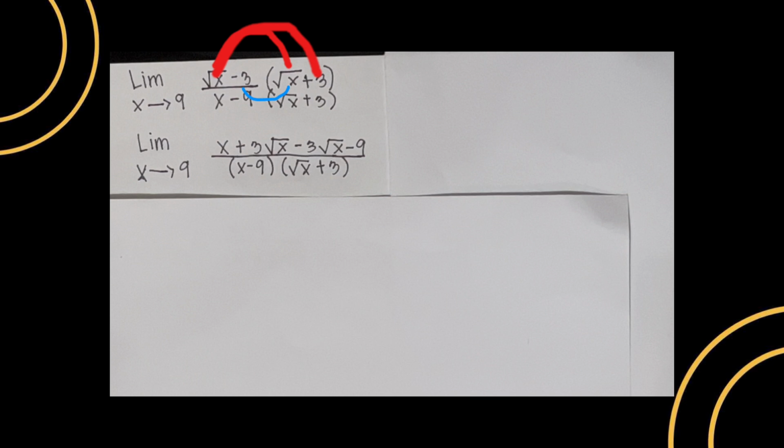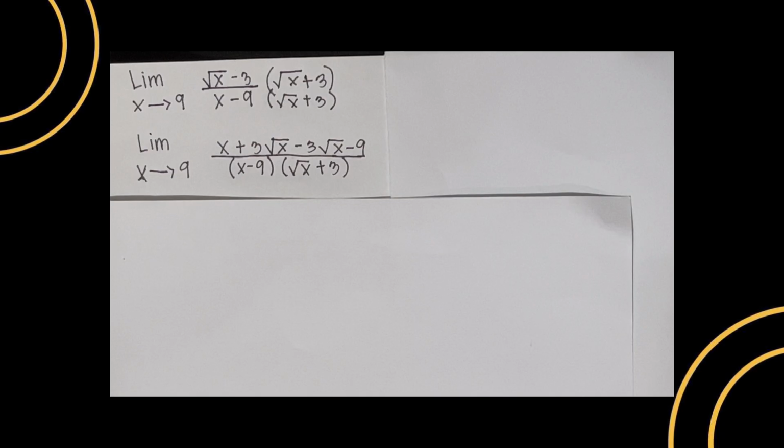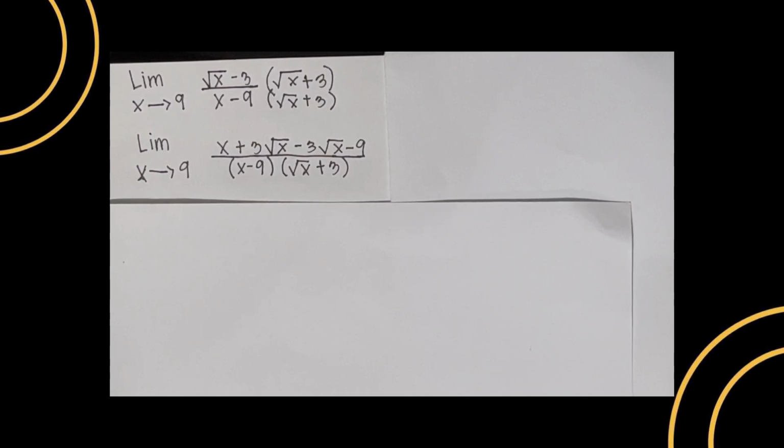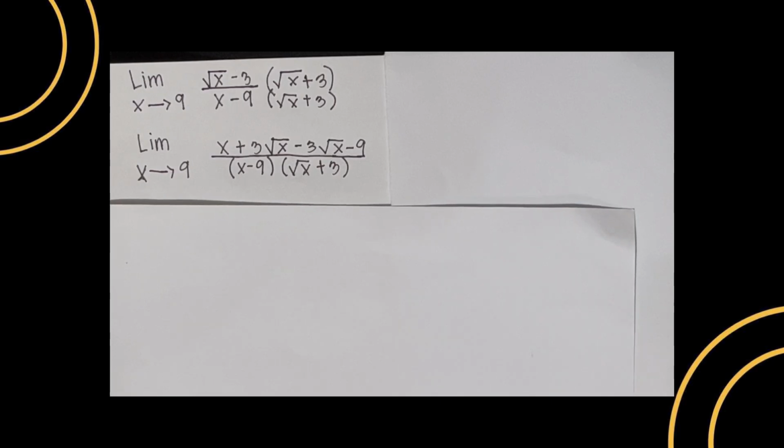And finally, we have negative 3 times positive 3, which is negative 9. Now, on the bottom, I'm not gonna FOIL the two expressions. I'm gonna leave it the way it is, because my goal is to get rid of the x minus 9. I want to cancel it. So now, negative 3 and positive 3 add up to 0.